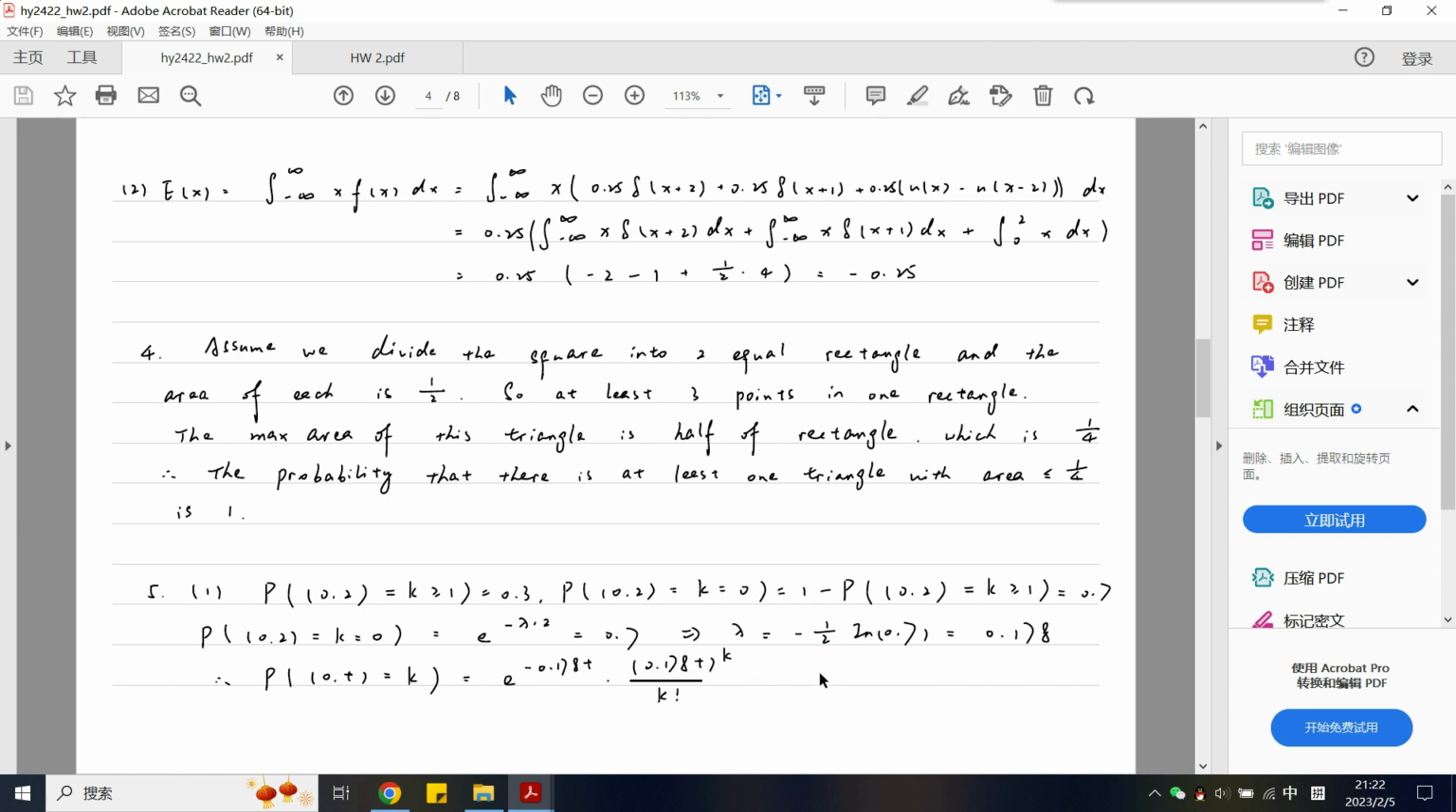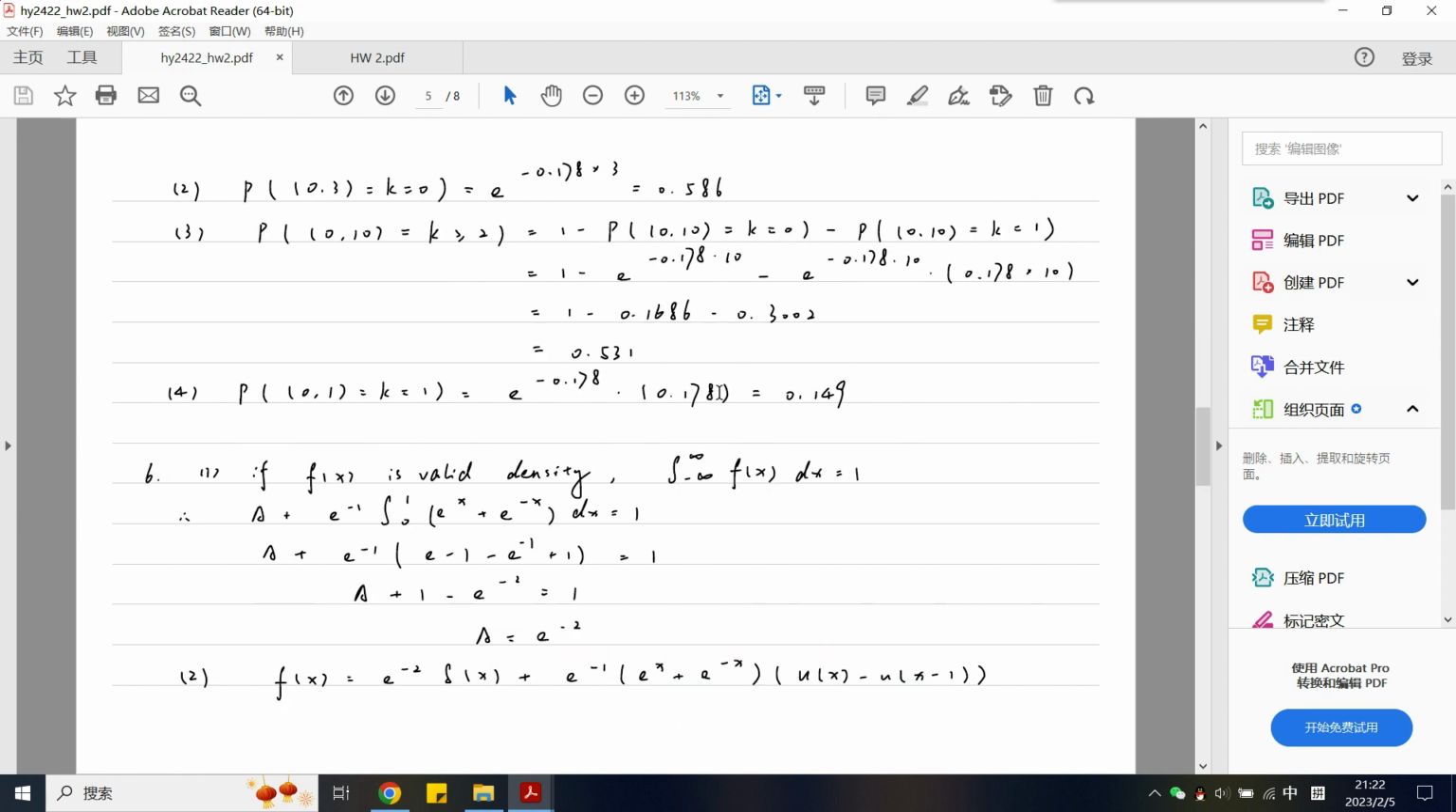So similarly, we take this t and k into this formula, with t equals 1 and k equals 1. And then we can calculate the probability that in 1 minute there will be one customer arriving.